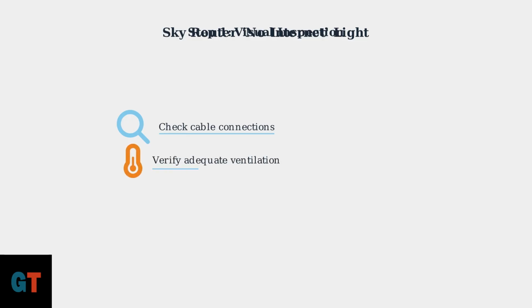The first step in troubleshooting is performing a thorough visual inspection. Check all cable connections for any signs of damage, loose connections, or wear. Ensure your router has adequate ventilation. Overheating is a common cause of connection problems, so make sure there's at least 10 centimeters of clearance on all sides. Look for any visible damage to cables, including cuts, bends, or worn areas. Pay special attention to where cables enter your property and connect to the router.